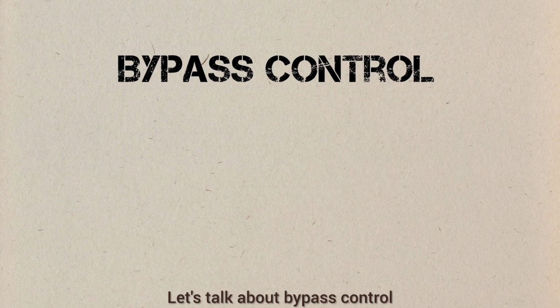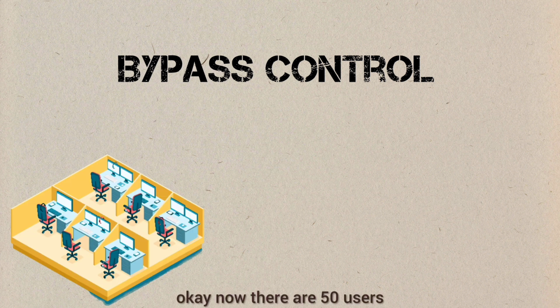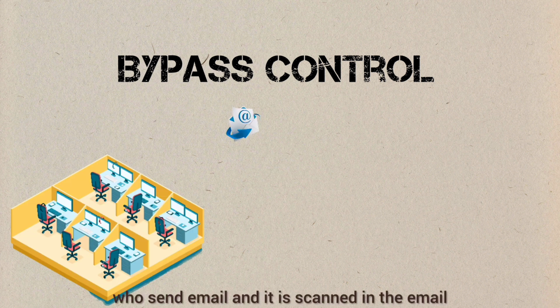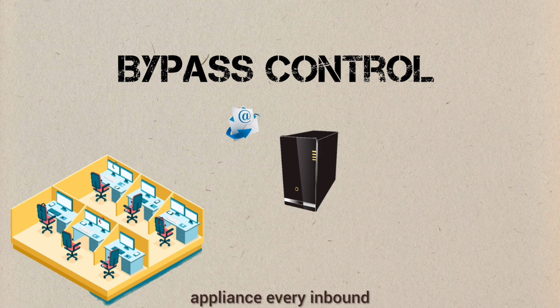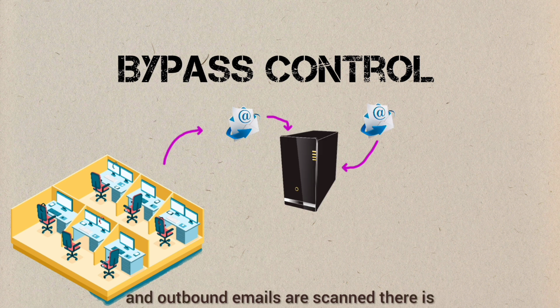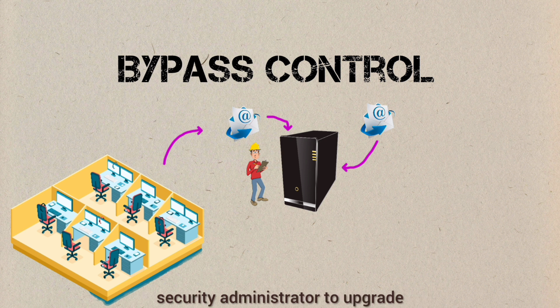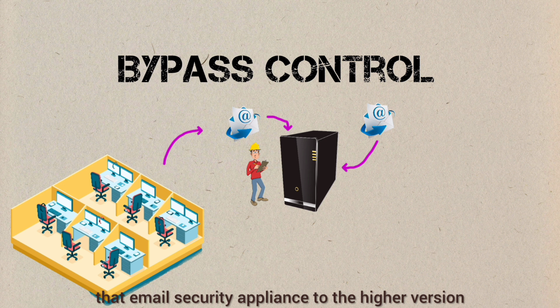Let's talk about bypass control. Now there are 50 users who send email and it is scanned in the email appliance. Every inbound and outbound email is scanned. There is a task for the email security administrator to upgrade the software in that email security appliance to a higher version.